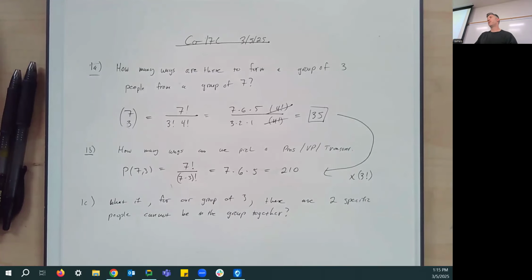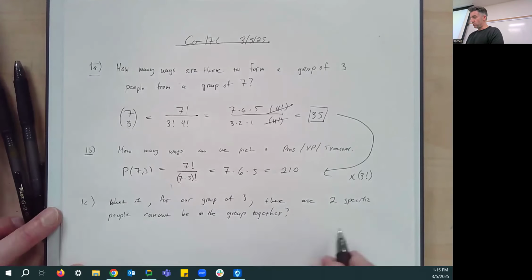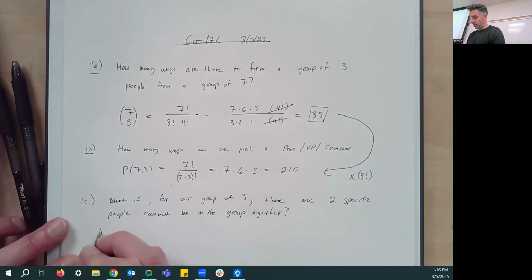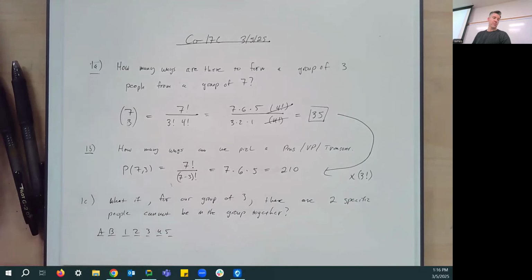Well, there's a couple ways to do this. Here's probably the easiest way. Let's call those 2 people A and B. So we've got A and B, and then let's call everybody else 1, 2, 3, 4, and 5. We know from the work we just did in part A that there's 35 ways of making groups of 3 people. But some of those ways are going to include something we don't want, namely A and B together. How many different groups of 3 people have A and B together?